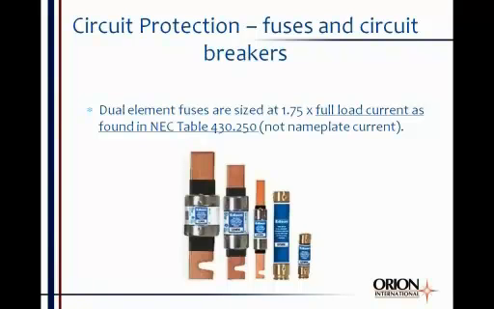The code tells you can size dual element fuses at 1.75 times the full load current. But is it the nameplate full load current, or is it the table value full load current as found in the National Electrical Code under Article 430, which is motors? In this case, for overcurrent protection fuses, you'll use the table value, which is typically not the same as the nameplate value on the motor.